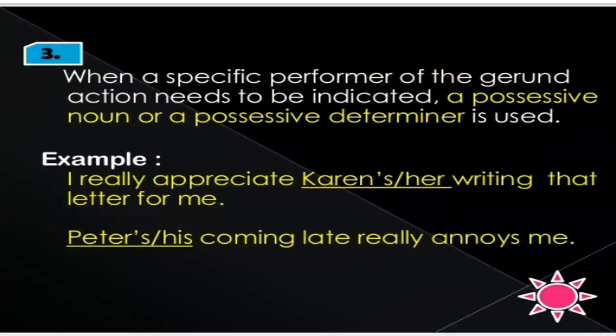When a specific performer of the gerund action needs to be indicated, a possessive noun or a possessive determiner is used. I really appreciate Karen's or her writing that letter for me. So here we find a possessive noun, Karen's, or her, the possessive determiner. So when we say something specifically, then the gerund is used. Peter's or his coming late really annoys me. In both these cases, we find a possessive noun or a possessive determiner is used, and this shows the gerund being used for a specific performer.